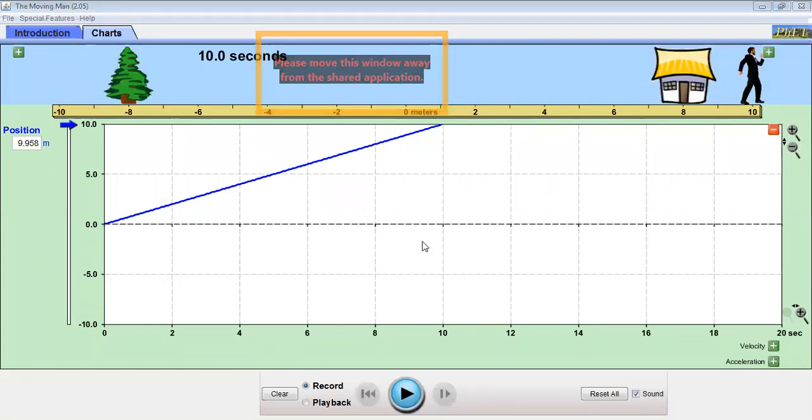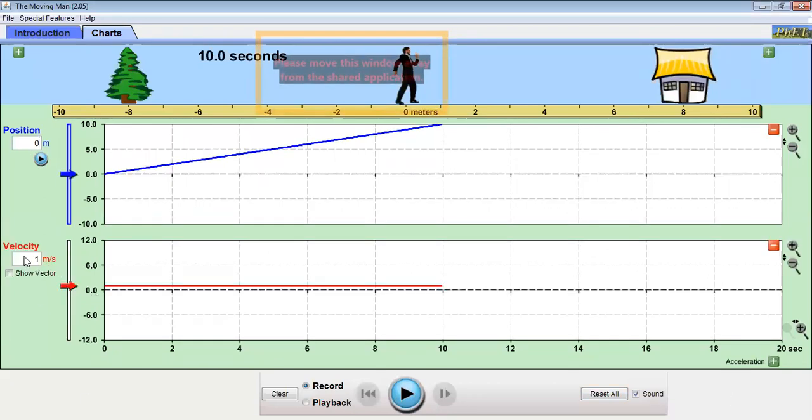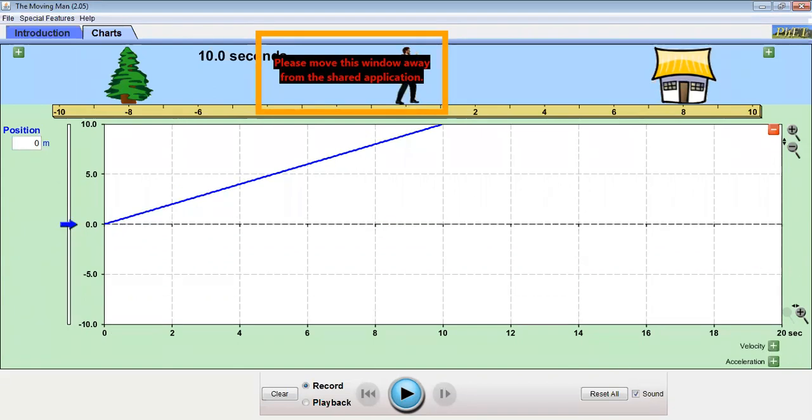Now what I will do, I will make it move with the velocity of 2 meter per second. So I bring the object back to the initial position, and we will make the object move with the velocity of 2 meter per second. Now see the difference in the slope.